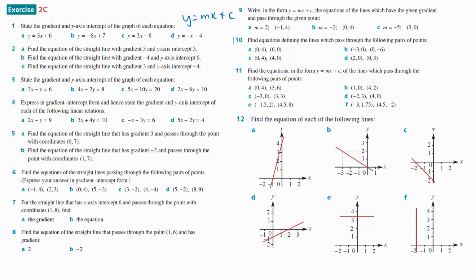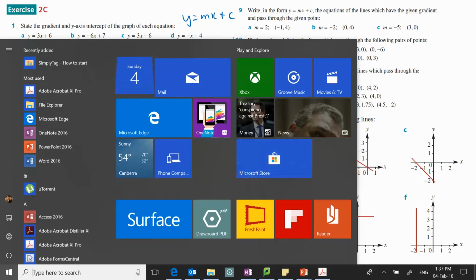So do as many as you can, or as little as you want, as long as you understand those three concepts I've taught you so far: distance and midpoint formula, what a gradient is, and now today, how to find the equation of a straight line. Okay. Thank you. Now on to 2D, how to sketch.